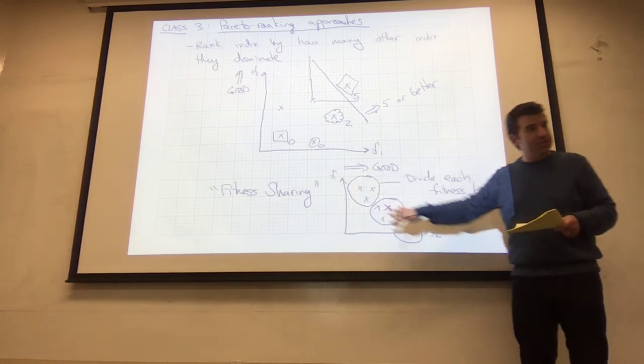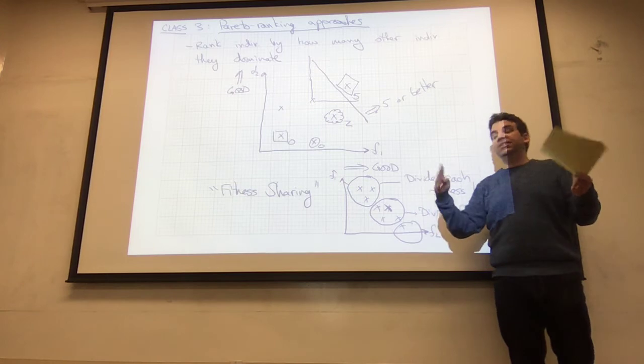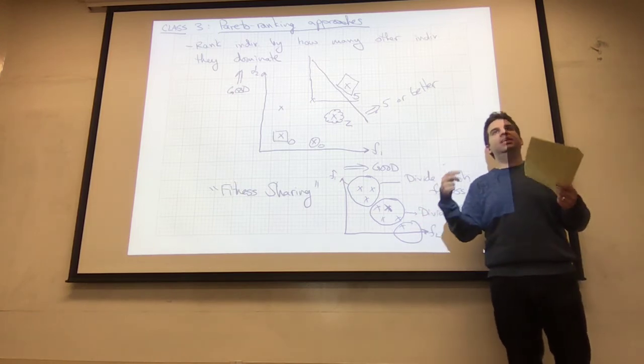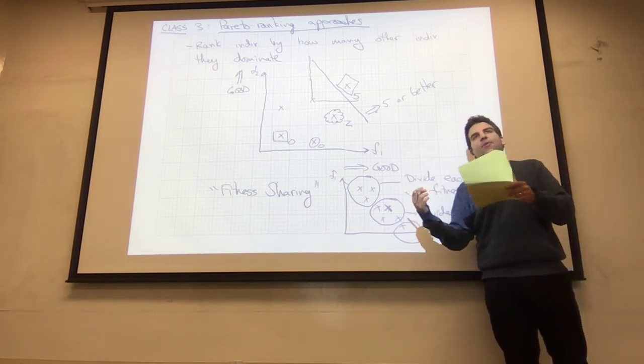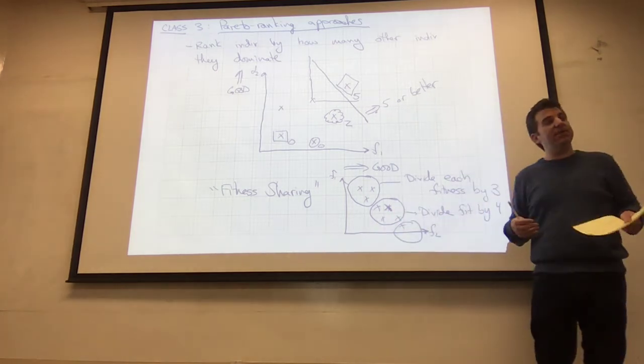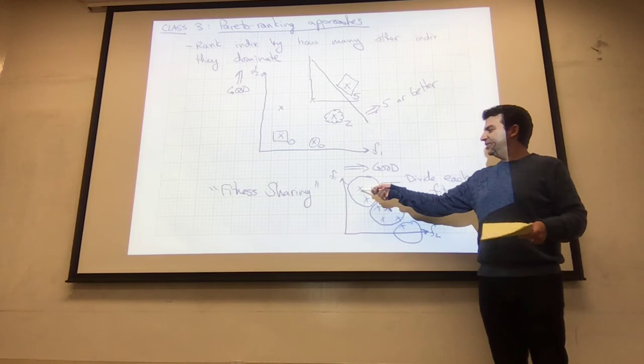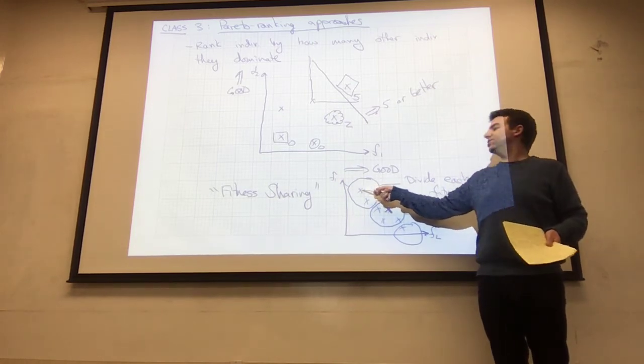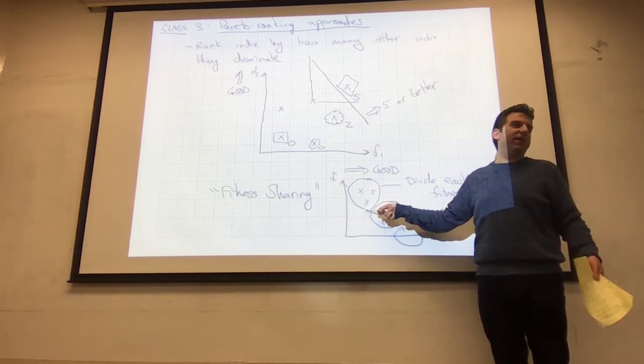So this acts as a new selection pressure. What is a selection pressure? A selection pressure is something that puts an extra cost on some individuals. And that's exactly what this does. You're saying to this individual, I don't care how great you are, you've got so many individuals around you, I'm going to put an extra penalty on you.